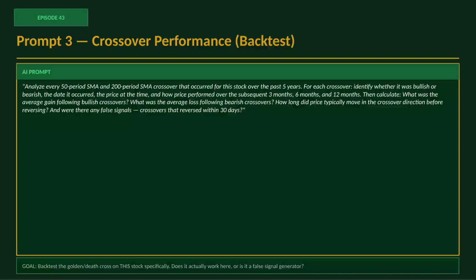Then calculate what was the average gain following bullish crossovers, what was the average loss following bearish crossovers, how long did price typically move in the crossover direction before reversing, and were there any false signals, crossovers that reversed within 30 days. This is backtesting a specific indicator on a specific stock.